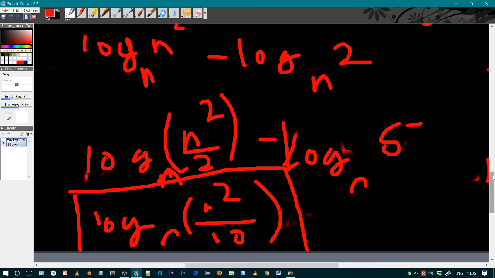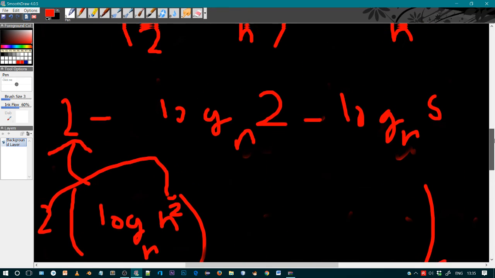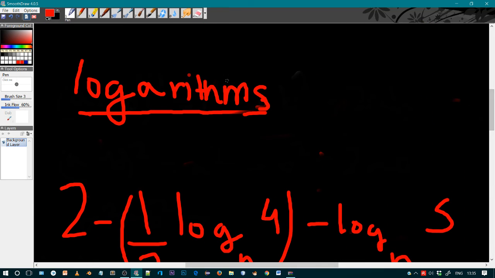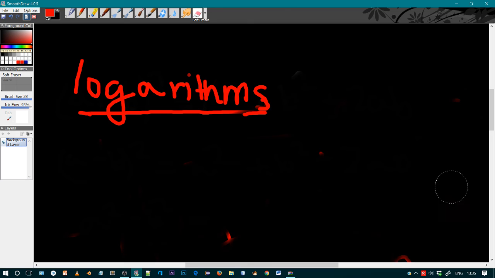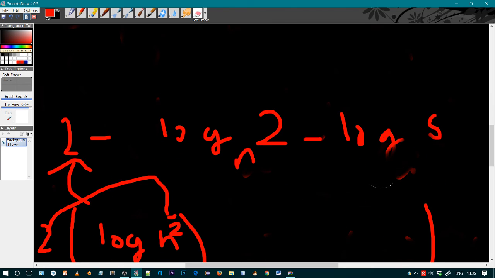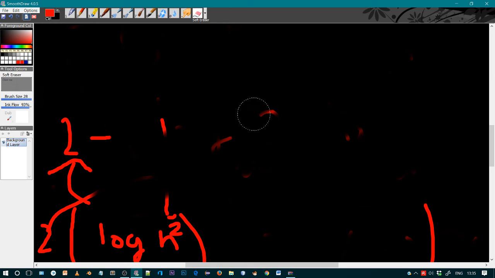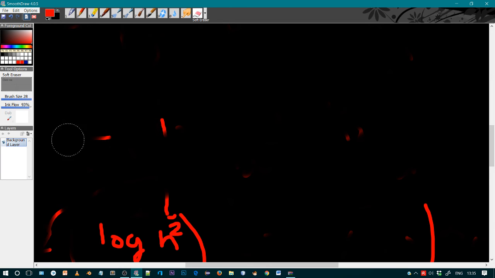I hope you understood this question. I know my workings aren't tidy because I don't know how to write fluently in Smooth Draw software. If anybody has some ideas, please suggest to me. I'm tired of being so fiddly with these tools.